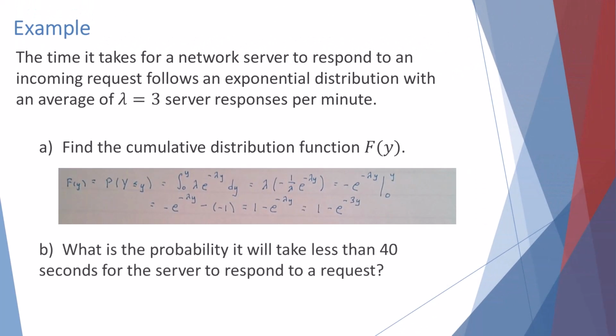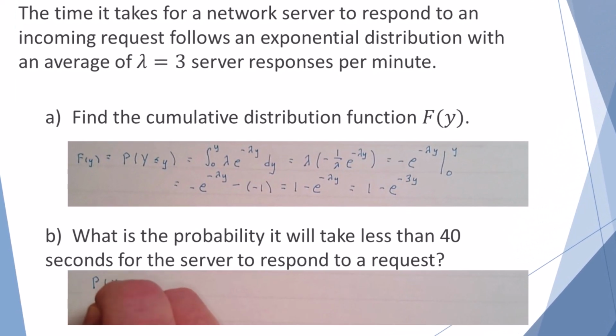B. What is the probability that it will take less than 40 seconds for the server to respond to a request? Well, let's first note that our PDF was given in minutes, and here we want to find the probability that y is less than 40 seconds. So we're first going to rewrite this as the probability that y is less than 2/3 of a minute.